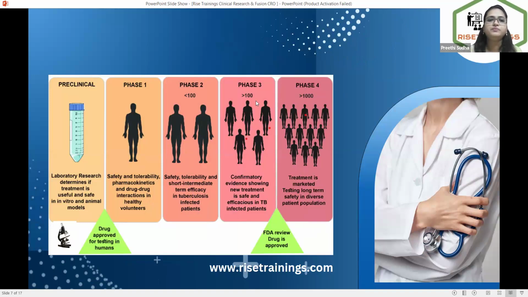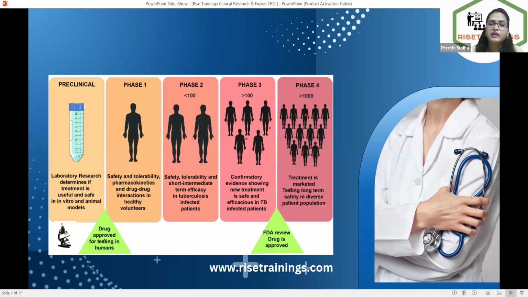Before coming to these clinical trials, there would be a preclinical phase. So what is this preclinical phase? In the preclinical phase, it is actually laboratory research. It determines whether a treatment is useful and safe in vitro and in animal models. So in animals, they do the study of that medication in laboratory conditions. Those are the preclinical phase.